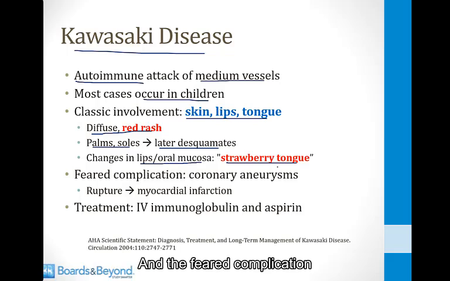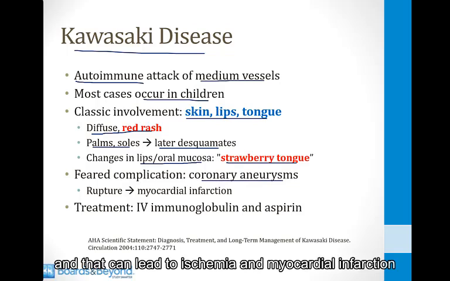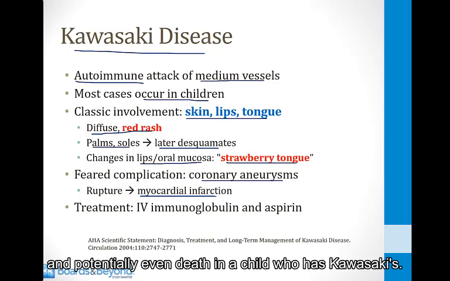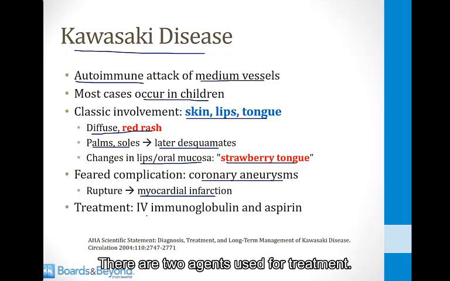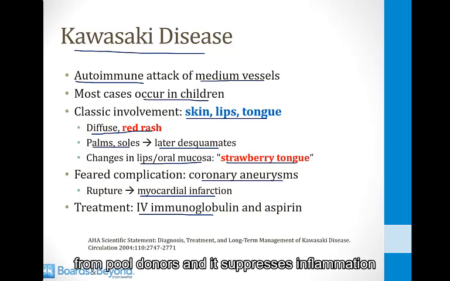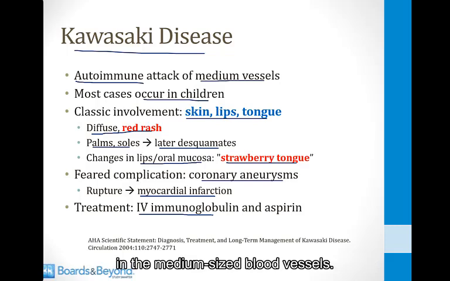And the feared complication in a child with Kawasaki's disease is that coronary aneurysms can develop, and these can rupture, and that can lead to ischemia and myocardial infarction and potentially even death in a child who has Kawasaki's. There are two agents used for treatment. One is IV immunoglobulin. This is a collection of immunoglobulins from pooled donors, and it suppresses inflammation in the medium-sized blood vessels. And then the other treatment is aspirin.